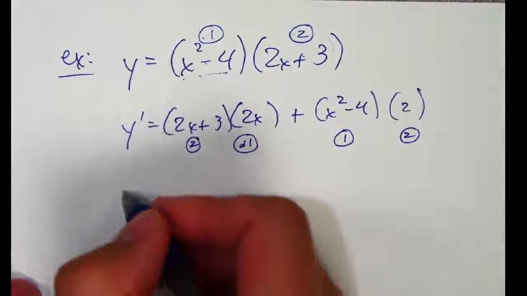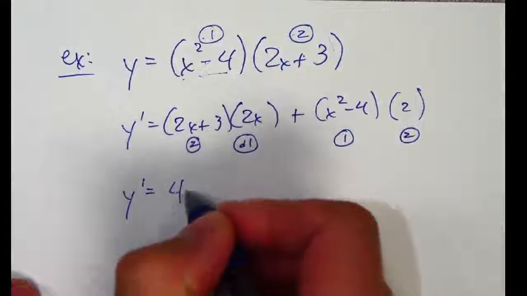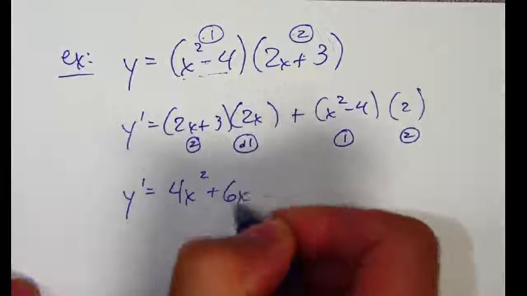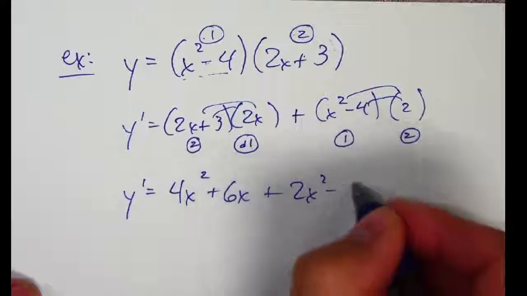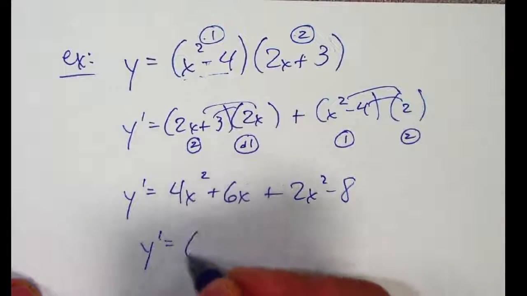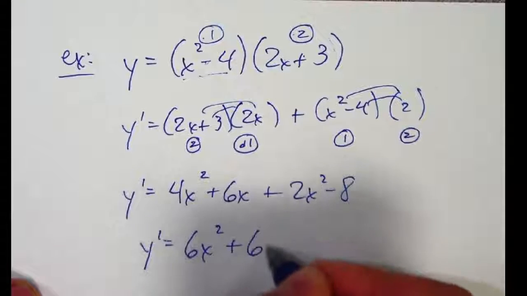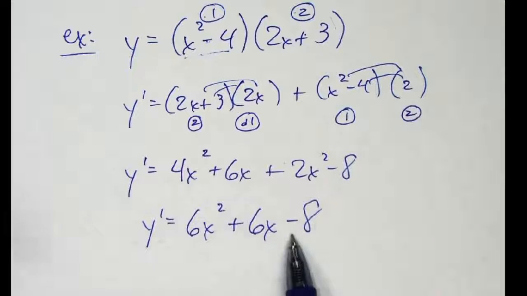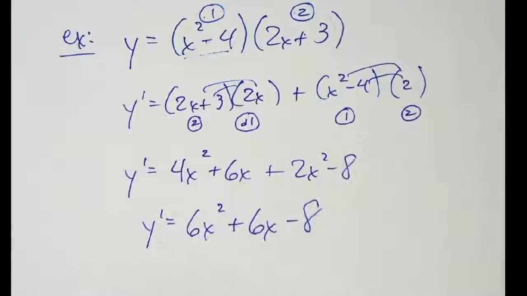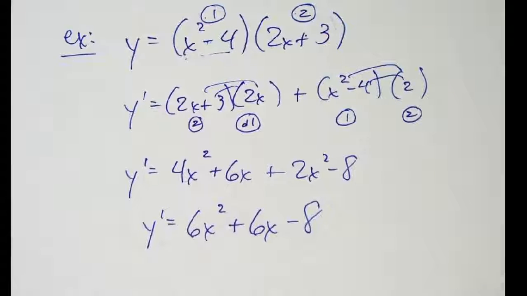And then here I would want you to distribute there, distribute there, and combine the like terms. So 6x squared plus 6x minus 8 would be your derivative. And then I could ask you to do anything with that. I could say find the slope at x equals 3. And you would plug in 3. I could say find the tangent line, find the normal line, find horizontal tangent lines. We can do all that stuff we've been doing. It's just the derivative part changes.